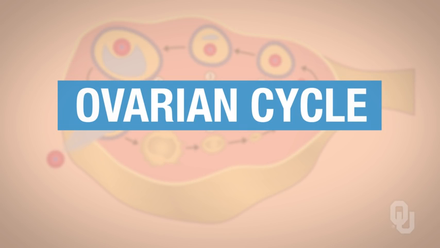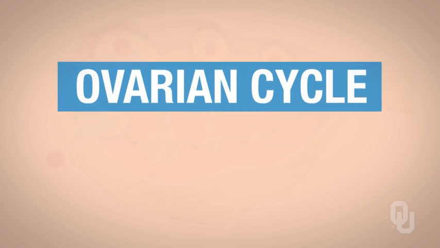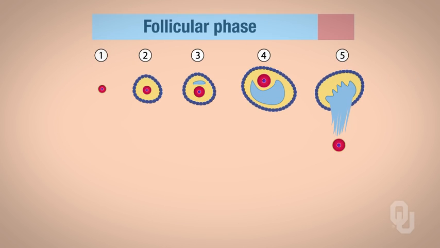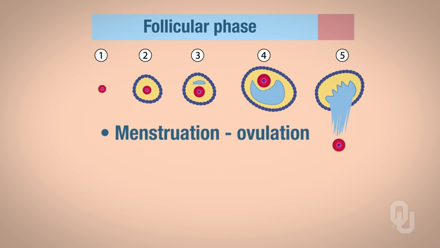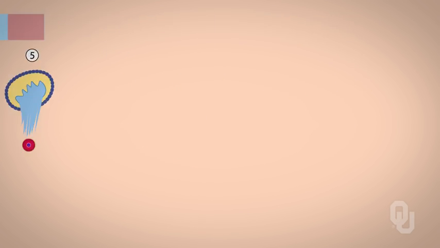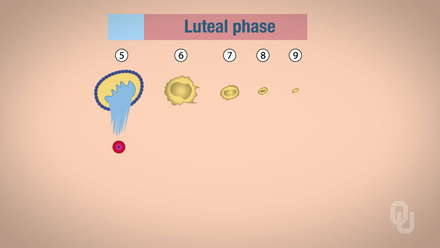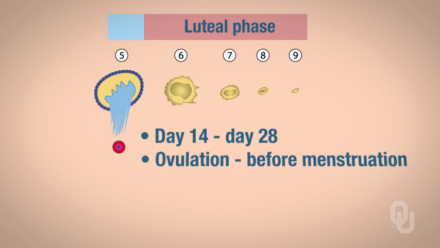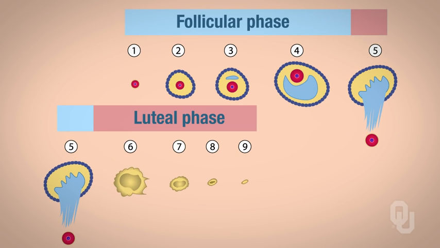So once again, we're going to begin with the ovarian cycle. With the ovarian cycle, the follicular phase is taking place from menstruation to ovulation, which is from day 1 to day 14. The luteal phase occurs from days 14 to days 28. This is from ovulation to right before menstruation. You're going to need to remember that the ovarian cycle includes the follicular and the luteal phases.